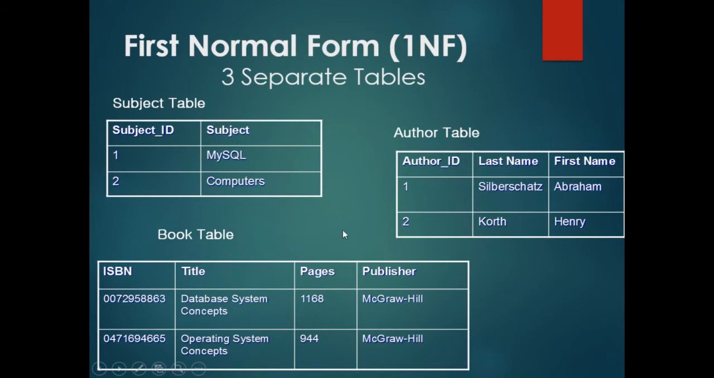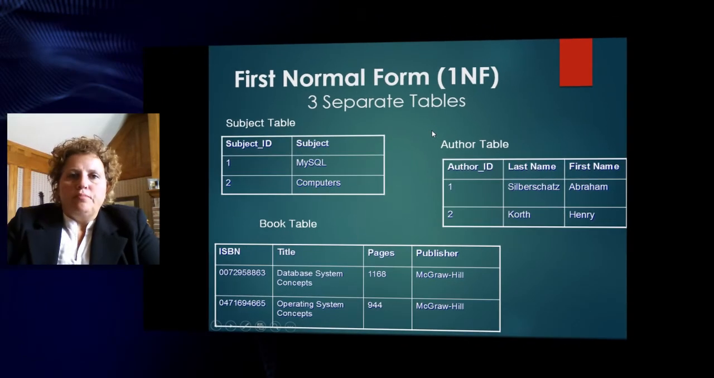And so with the amount of data that you saw in table number 1, we could actually, or should actually, create 3 separate tables and then create relationships between those three tables. So in this slide, you see what the three separate tables are. We would have a subject table, an author table, and a book table. Okay?